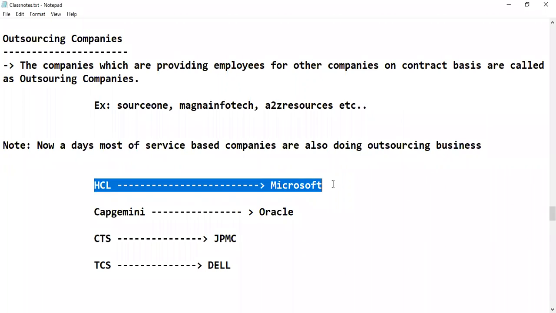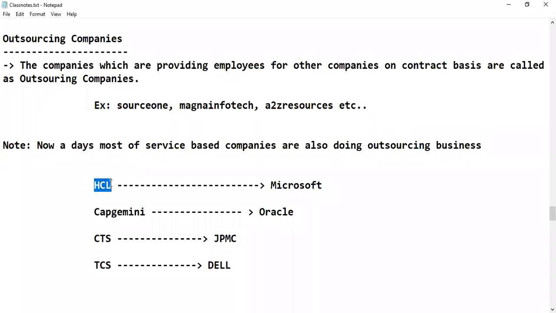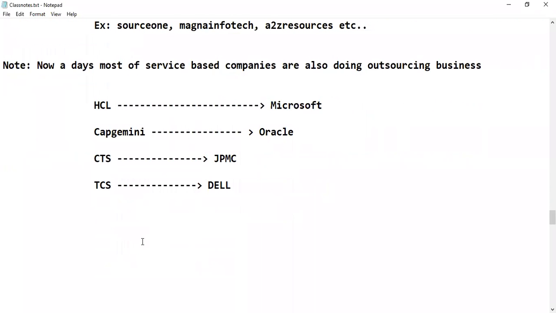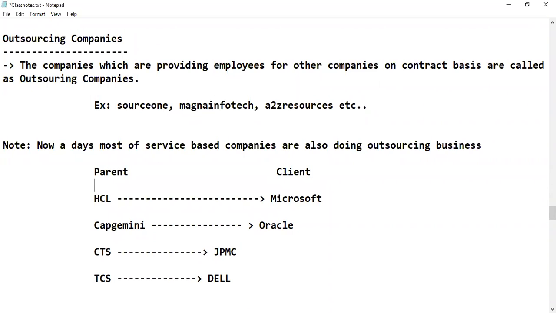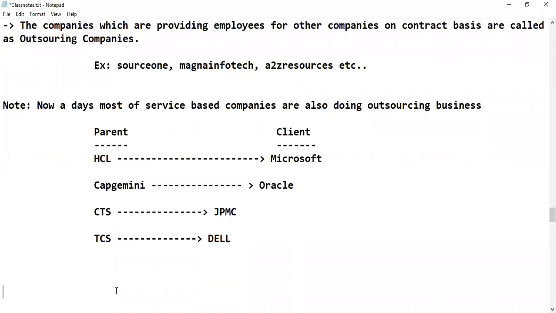HCL is doing outsourcing to Microsoft. That means HCL will recruit you, but you will be working in Microsoft. You are selected for one company, but you are going to work in another company. HCL is going to be your parent company, and Microsoft is going to be your client company. You got the job in HCL, but you are going to work for Microsoft.